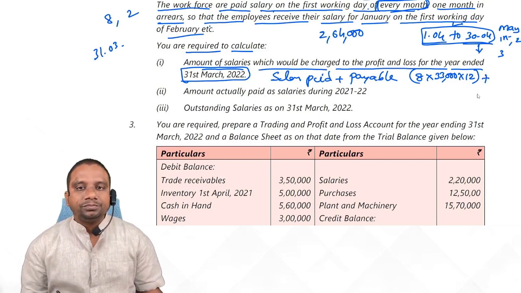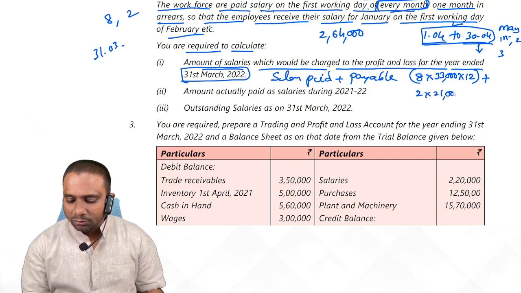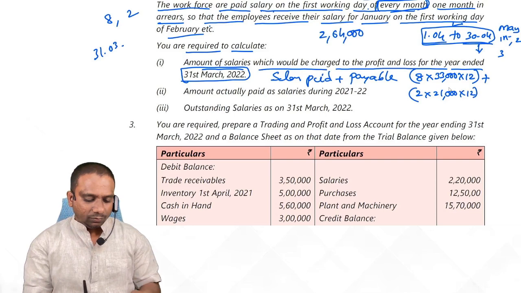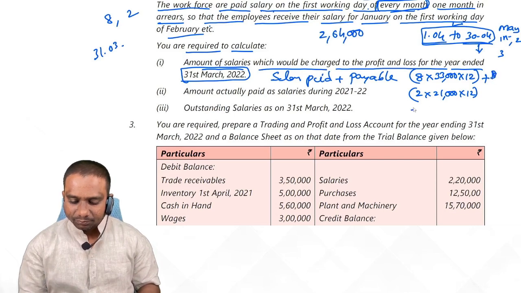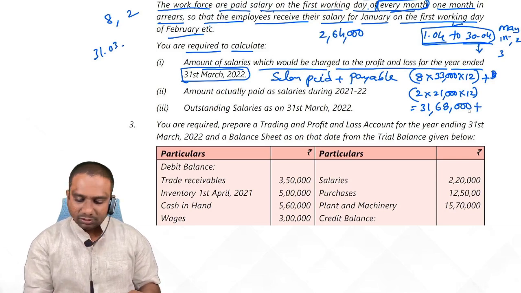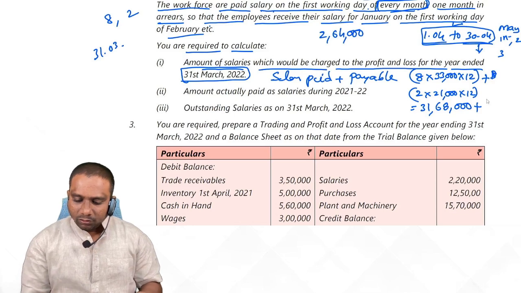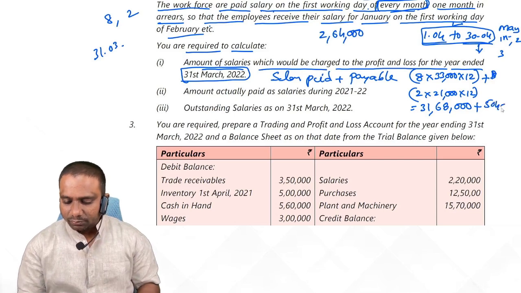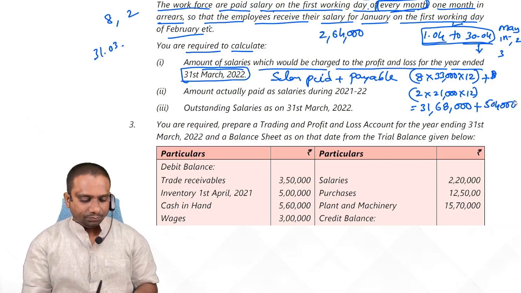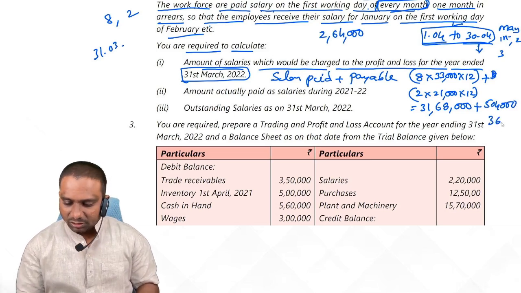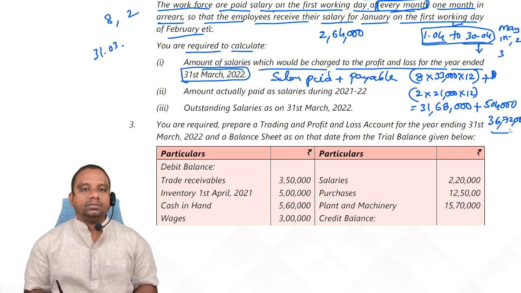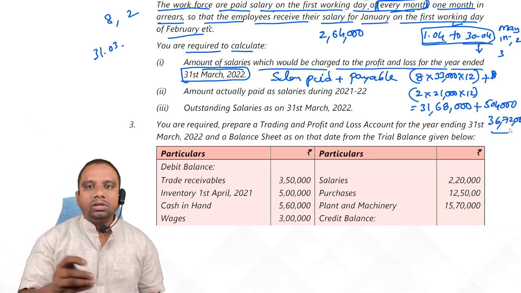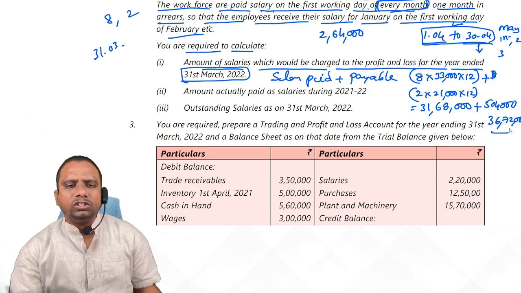In the P&L account we show the total amount. So 8 into 33,000 into 12 is 31,68,000, plus 2 employees into 21,000 into 12, which is 5,04,000. Total 36 lakhs 72 thousand. This is the total salaries payable for the year 21-22, to be shown in the P&L account.